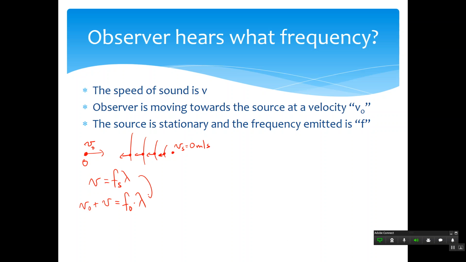Since this lambda is the same, it gives us a convenient way to compare the two equations. So I'm just going to isolate lambda on both sides and make the two equations equal to each other. This equation becomes V over FS gives you lambda, and this one is VO plus V over FO gives you lambda. You can make them equal to each other, so V over FS is equal to VO plus V over FO.